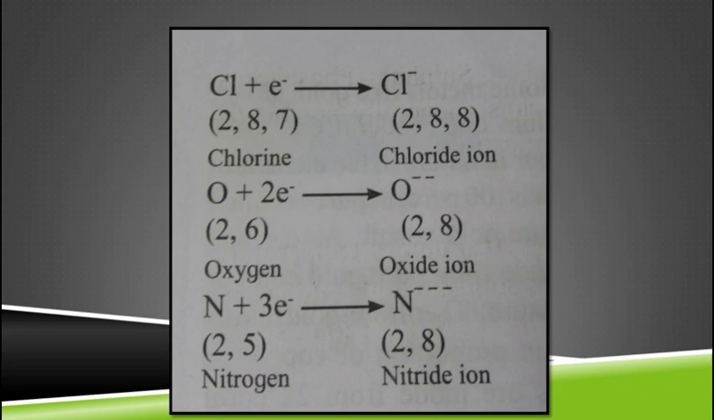Next is nitrogen. In nitrogen, only 5 electrons are there in the last shell. So to complete its octet it requires 3 more electrons. It will accept 3 electrons from another element and become the nitride ion, that is N 3 minus. Here the 3 minus sign is there and the electronic configuration is 2, 8.